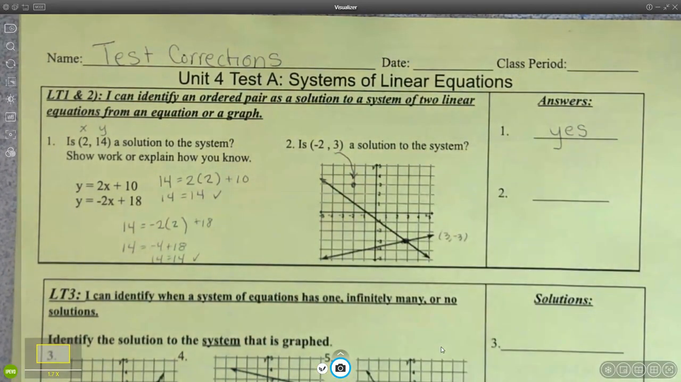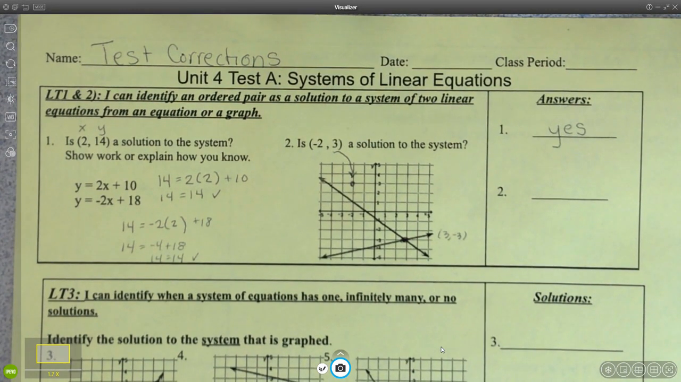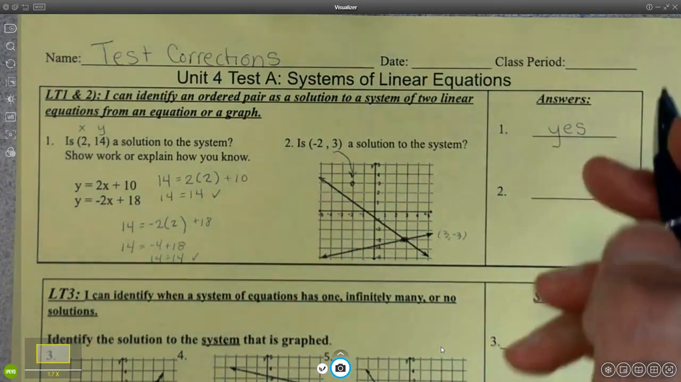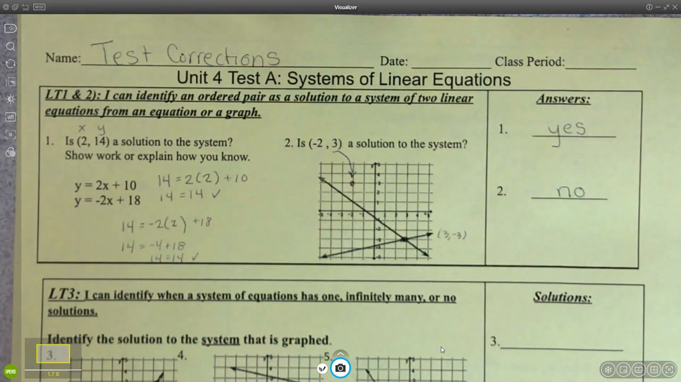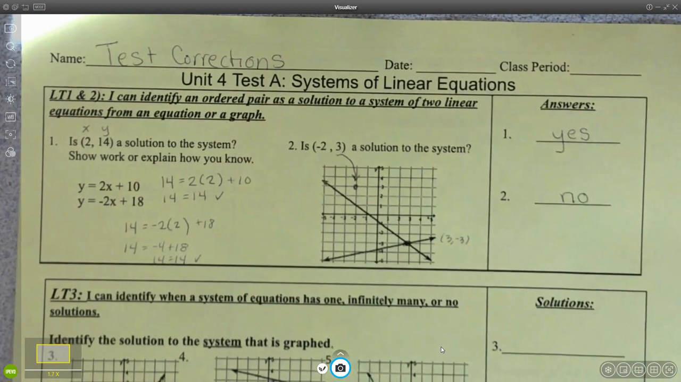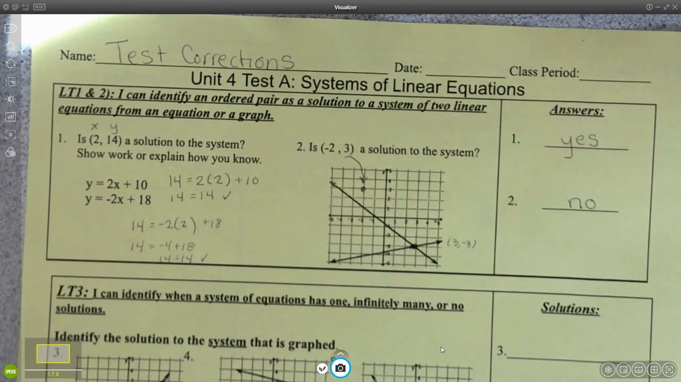It doesn't even fall on either line. So it can't be a solution to the system. So that is not, nope, a solution. And I've just shown you that the point doesn't fall on the line through my picture. Okay, so that's 1 and 2 for learning targets 1 and 2.